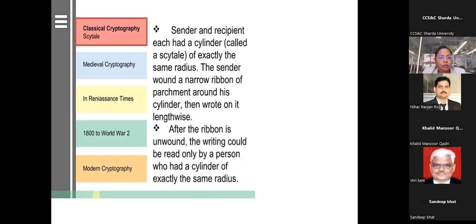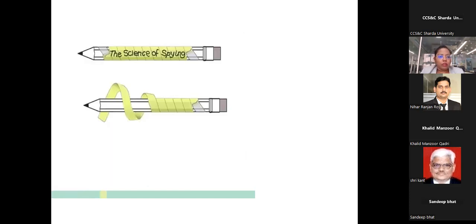The sender and recipient, I already told you how they do it. The sender would wind a narrow ribbon of parchment around his cylinder and write on it lengthwise. After the ribbon is unwound, the writing could be read only by a person who had a cylinder of exactly the same radius. That was the point I made, and this is called the scytale. This is the example of the scytale. You can see it here.